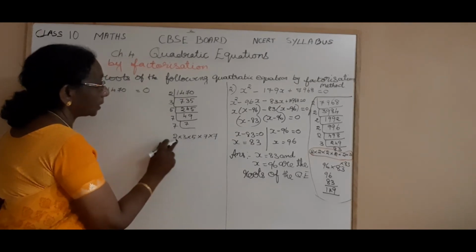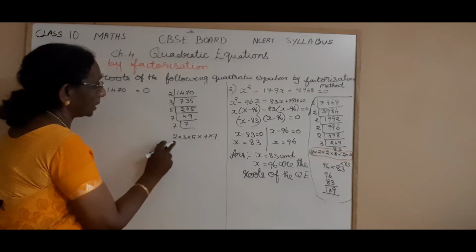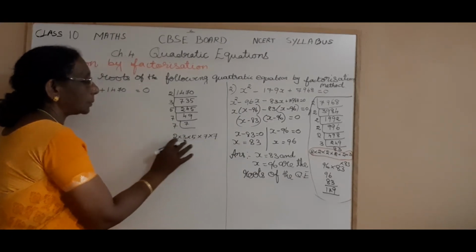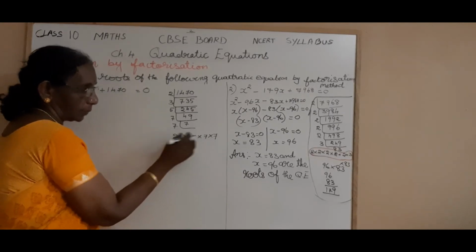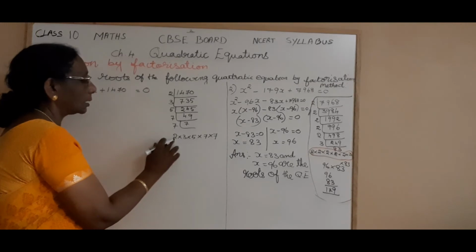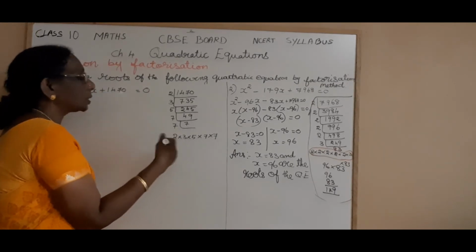7 2s are 14, 7 3s are 21, 40. No, you are not. 7 6s are 42, you are not getting. If you group anything, you are not getting a number ending with 3. Okay, so let us move to the other one.